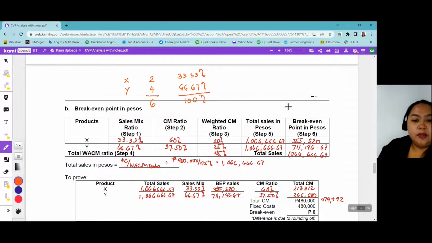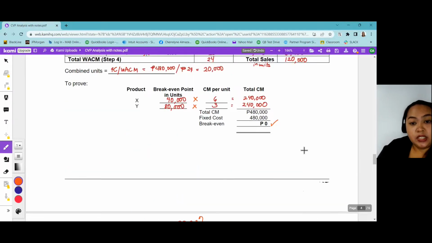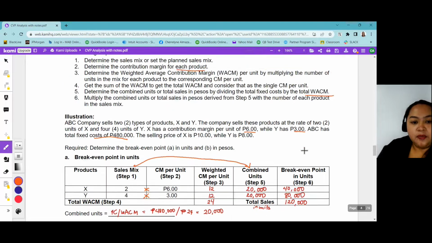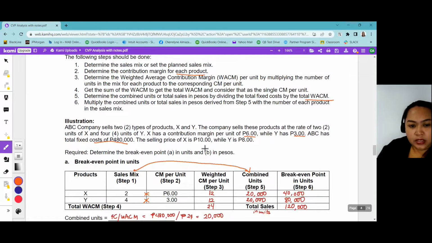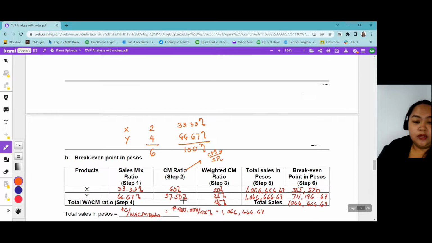Okay? So, yung CM ratio naman natin, nako-compute natin yan by CM per unit divided by selling price per unit. So yung CM per unit natin for X, ano ba yung CM natin? We have 6. And then, ang selling price niya is 10 pesos. So, 6 over 10 is 60%. And 3 over 8 is yun naman yung CM for Y, 37.5.